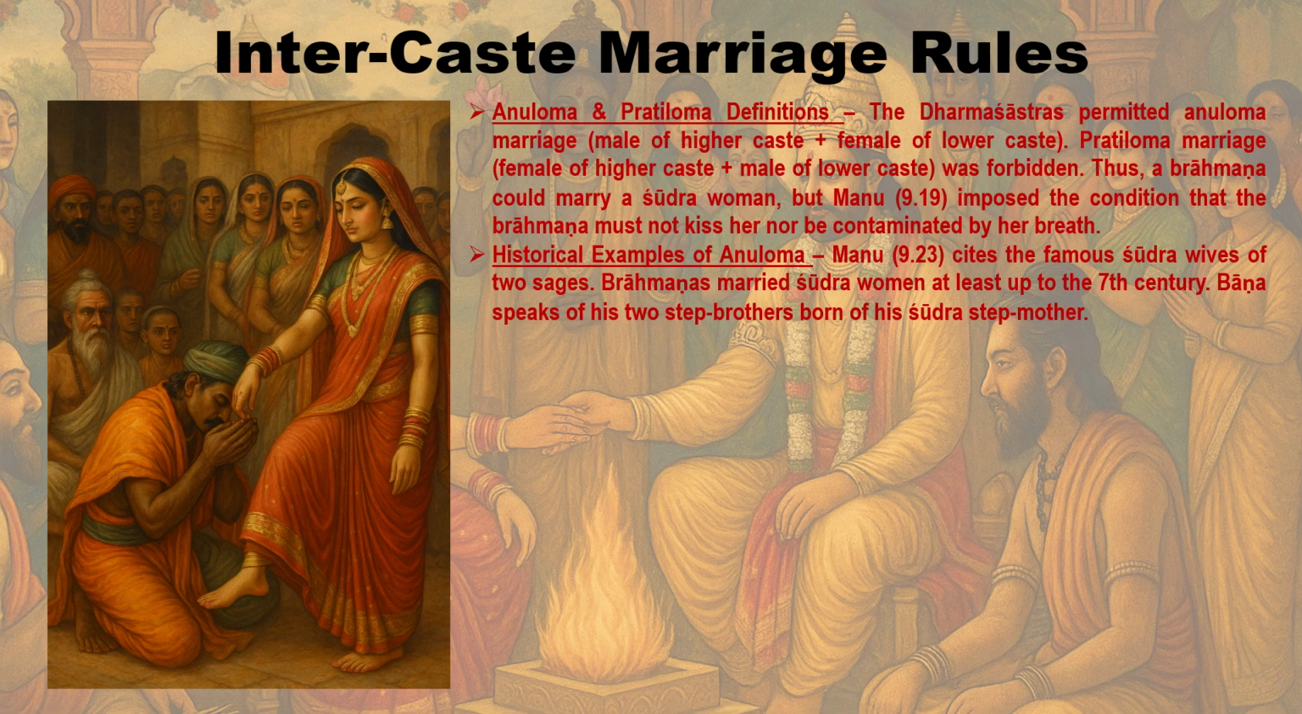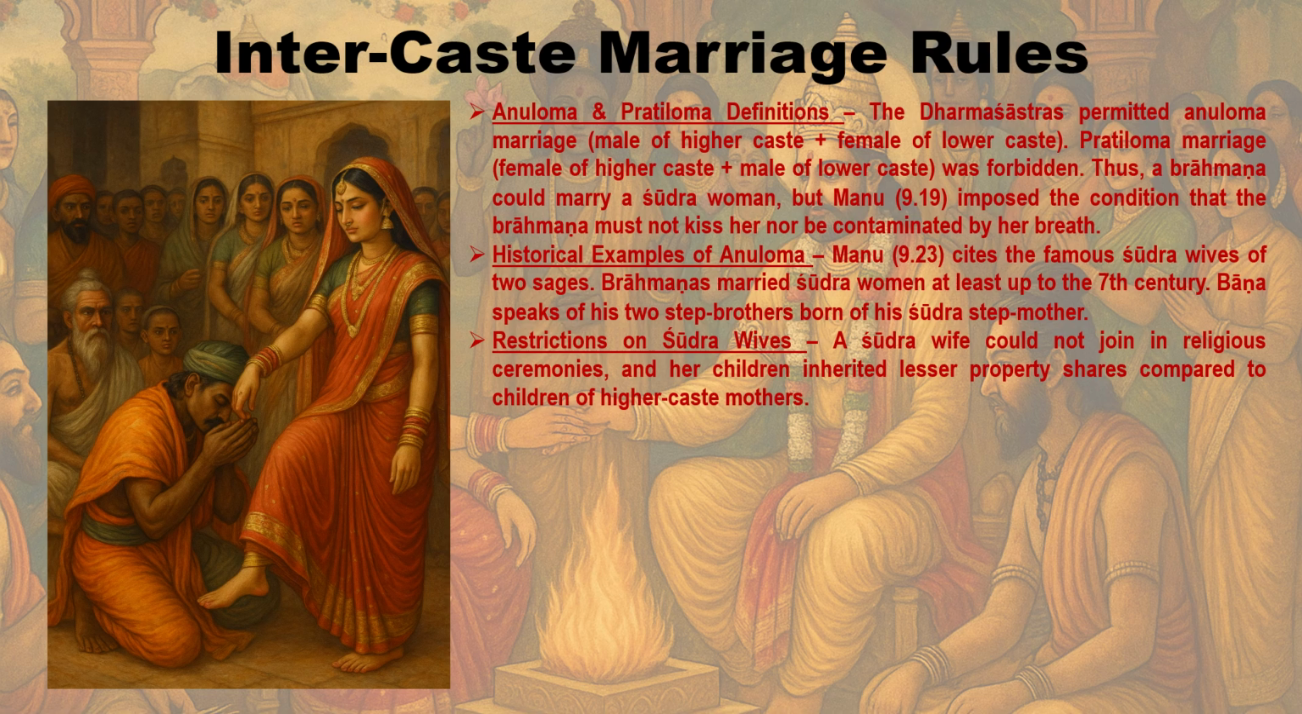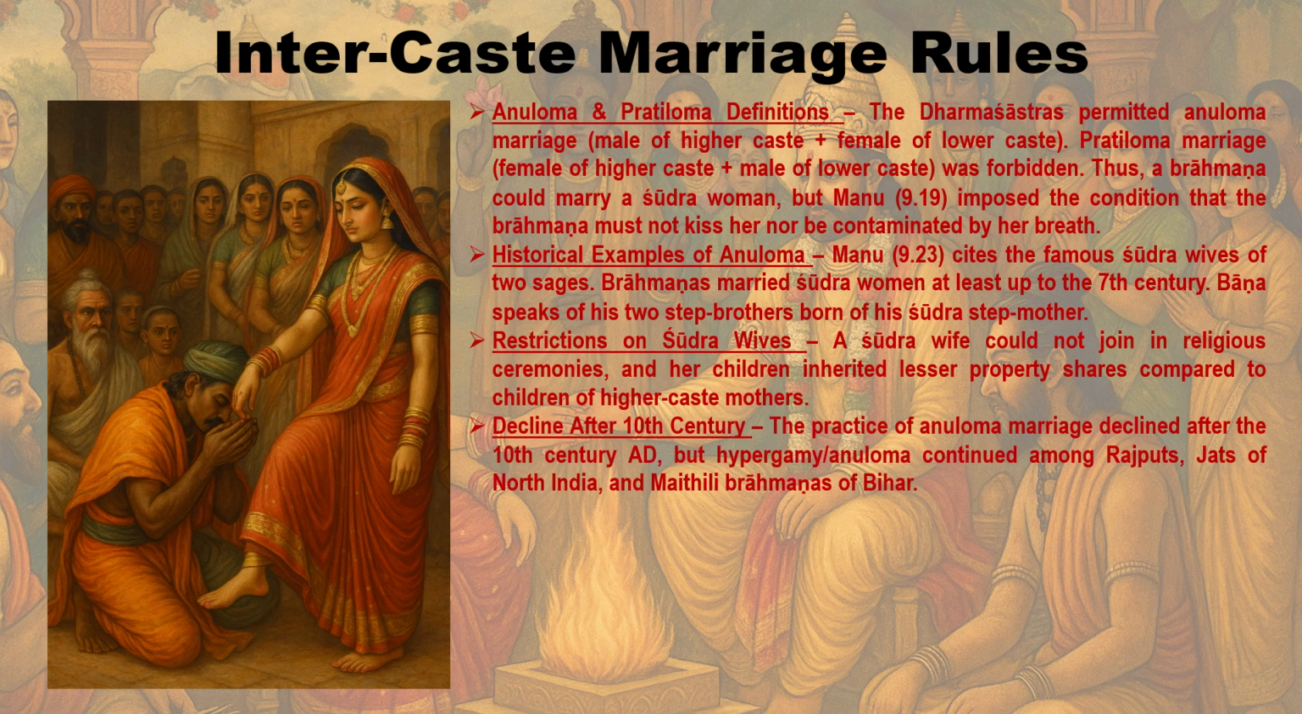Manu cites the famous Shudra wives of two sages. Brahmanas married Shudra women at least up to the 7th century. Bana speaks of his two step-brothers born of his Shudra stepmother. A Shudra wife could not join in religious ceremonies, and her children inherited lesser property shares compared to the children of the higher caste mothers.